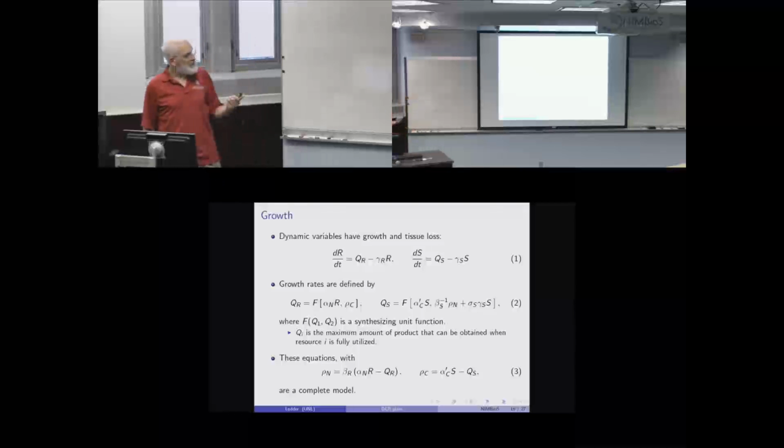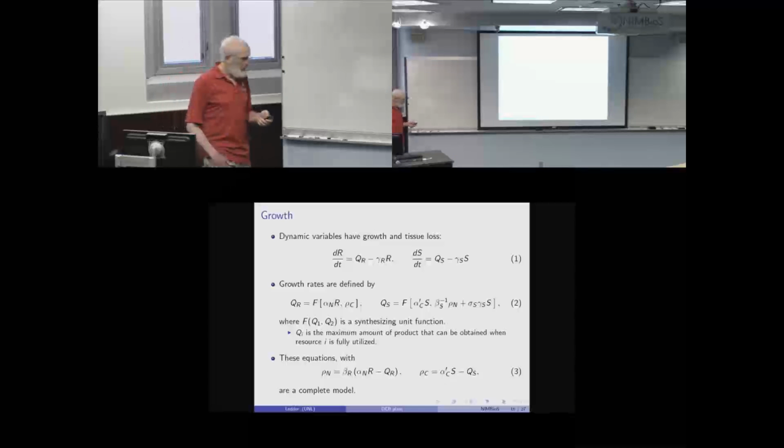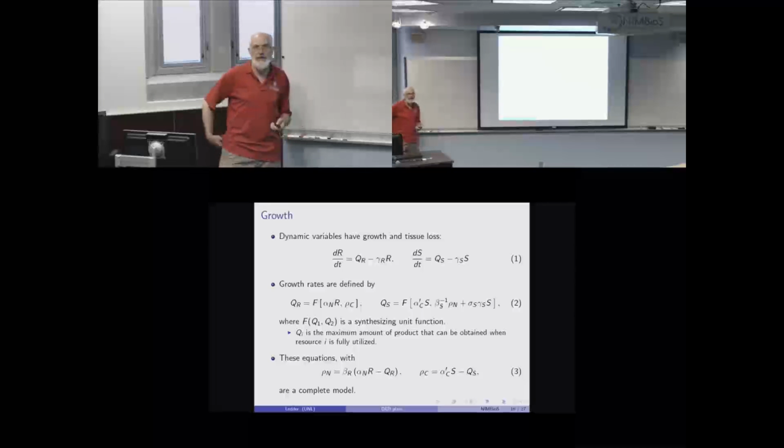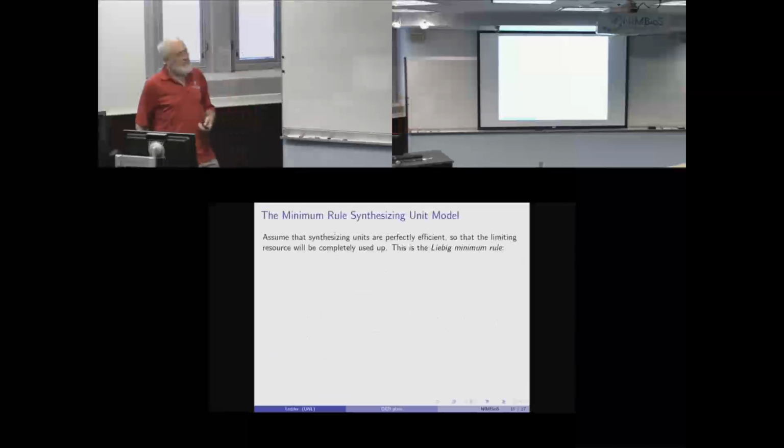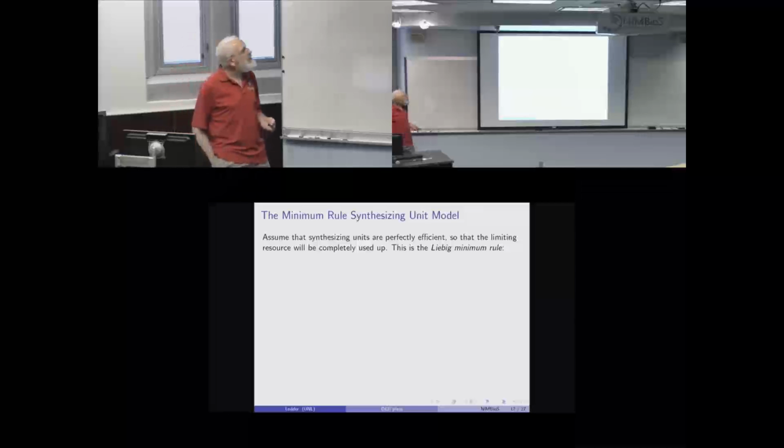And so these equations, together with the equations that determine the rejection fluxes, are a complete model. So 1, 2, and 3 are a set of 6 equations for R and S, Q_R and Q_S, rho_N, and rho_C. And so we just have to specify an F and solve the set of equations. I'm not going to go into a lot of details about the mathematics. I want to focus on what the results say and what they mean.